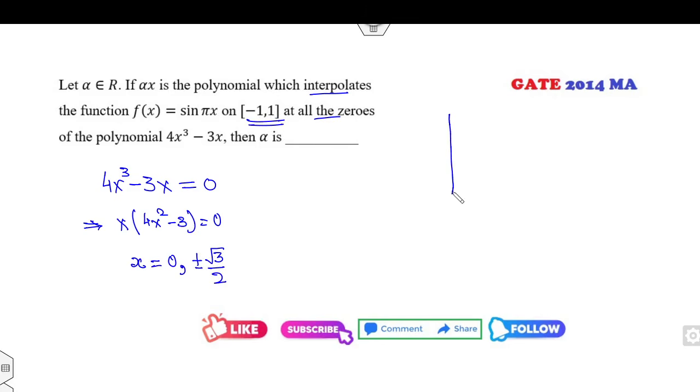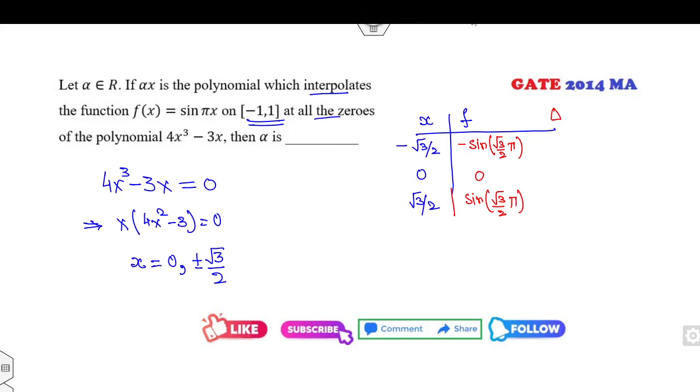Then it's very simple again. I can write this as minus √3 over 2, 0, √3 over 2. They are equally spaced. What is my f(x)? Sine of pi x. So minus sine of √3 over 2 into pi, sine 0 is 0, and sine of √3 over 2 into pi. Can you find the divided difference? Because they are equally spaced, I can simply subtract them. So it is sine √3 pi over 2. Again, this is the same.